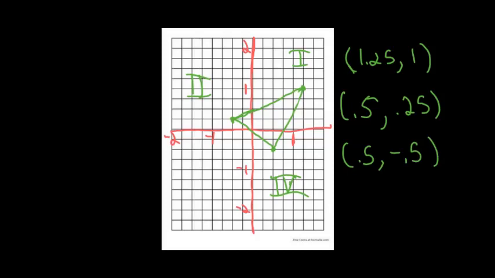Oh, and I just saw a mistake. On the second point, we should have a negative 1/2 for the 5/10. So just make sure when you're looking at a graph, you pay attention to how it's numbered. It won't always be numbered with ones.